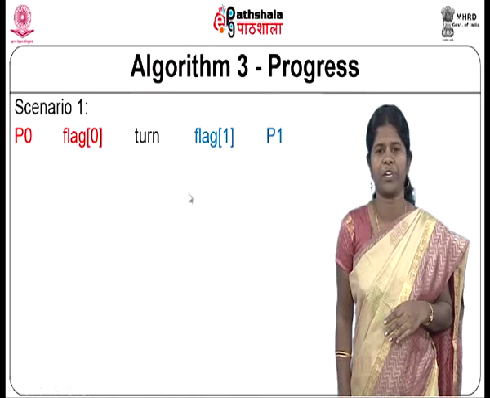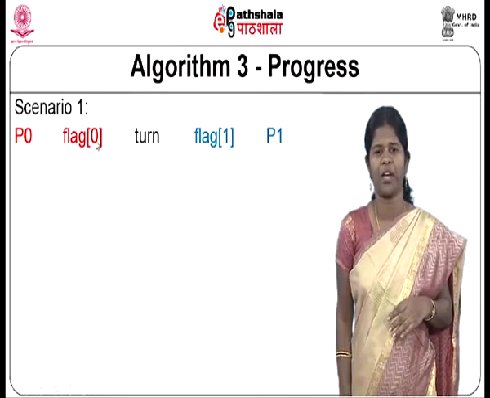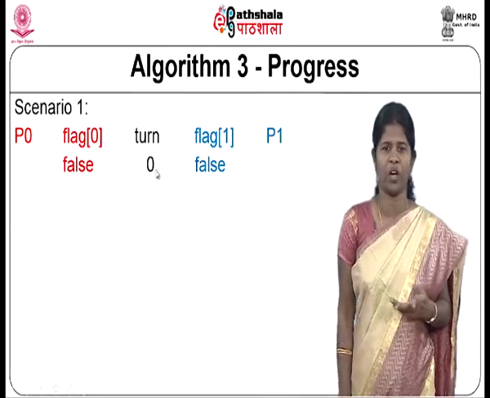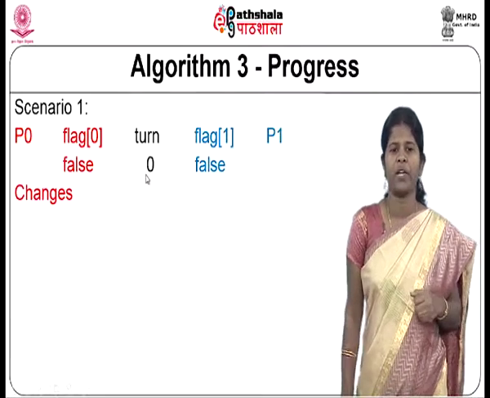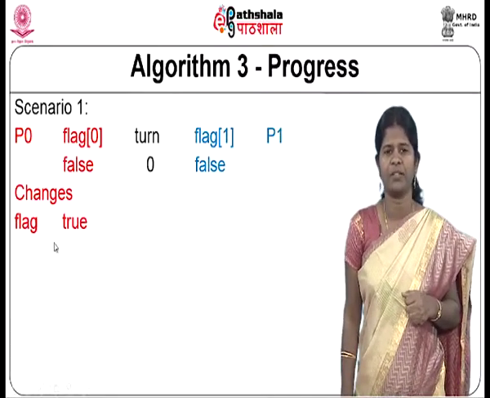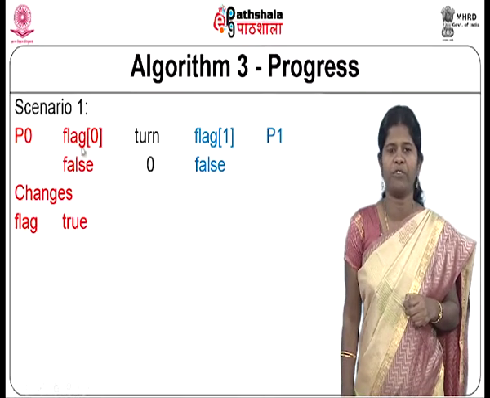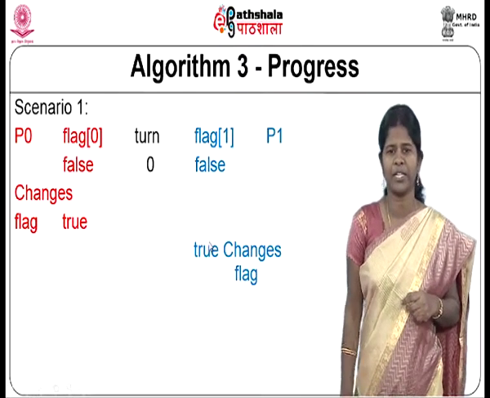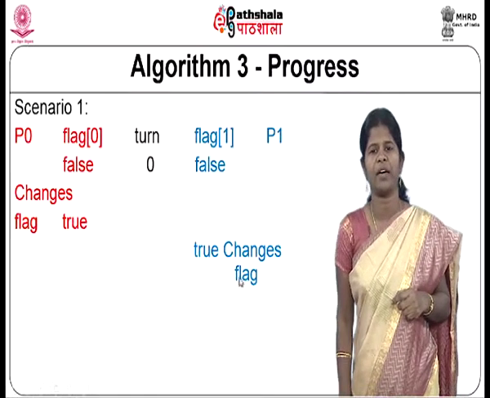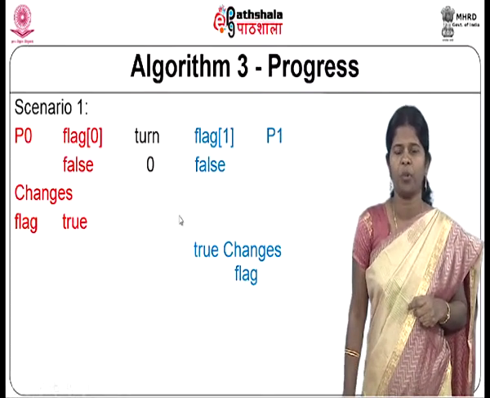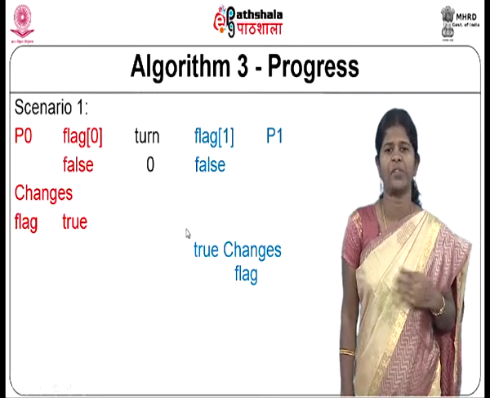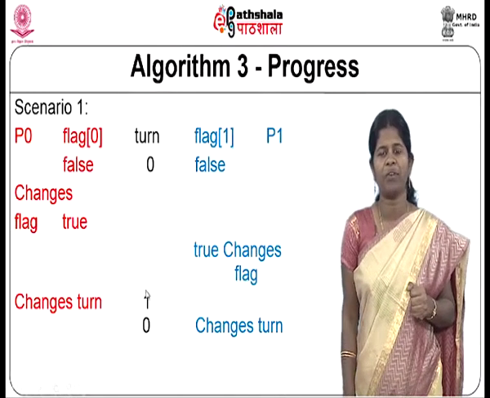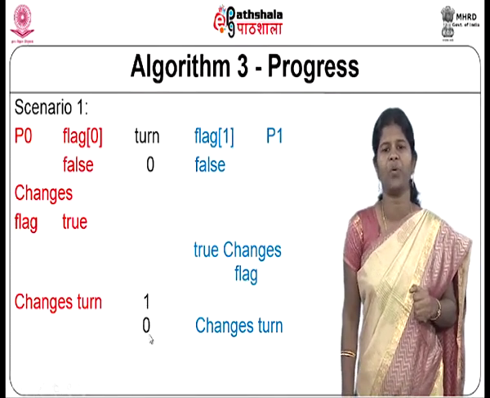So, you have process P0 and process P1, you have flag of 0, flag of 1 both initialized to false. Turn value can be either 0 or 1, let it be 0. Now, P0 say wants to enter critical section. So, it changes flag of 0 to true. And then P1 also wants to enter critical section, P1 changes the value of flag to true. Both of them try to enter critical section. Now, who will enter critical section? That depends on who finally changes the value of turn.